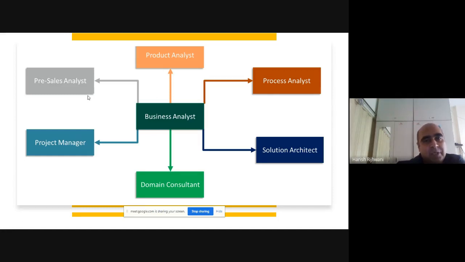Once you have gathered that experience, you can move into any of these roles: pre-sales analyst, process analyst, product analyst, or domain consultant. And finally, when you have gained a lot more experience, you can even get into the role of a project manager, managing a team under you. A solution architect might not be that easy. It would probably require technical acumen rather than just domain acumen. Here, you would be providing an overarching solution for a particular problem the end user is facing.